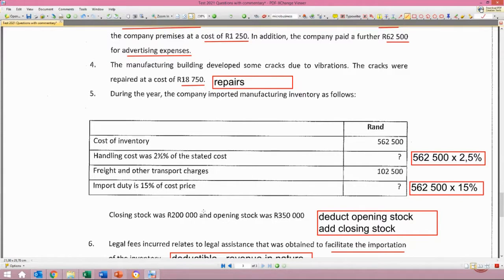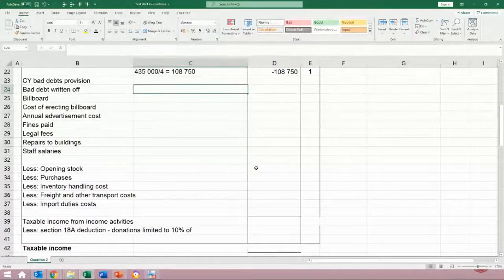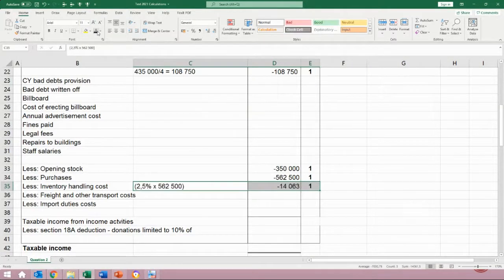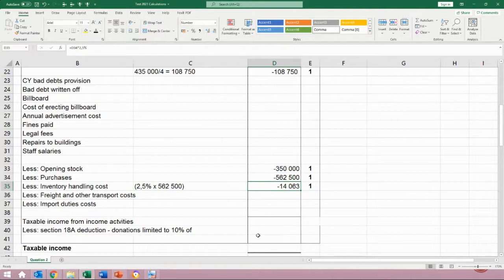Then the additional information, the closing stock: we add back the closing stock because we still have it on hand, so we cannot claim that deduction. We haven't actually incurred it as yet according to these rules. And then we deduct the opening stock amount. So let's go plot that onto our calculation. So your opening stock, you deduct the 350,000. You deduct the purchase amount of 562,500. Your handling cost, which is the 2.5%, which worked out to 14,063.